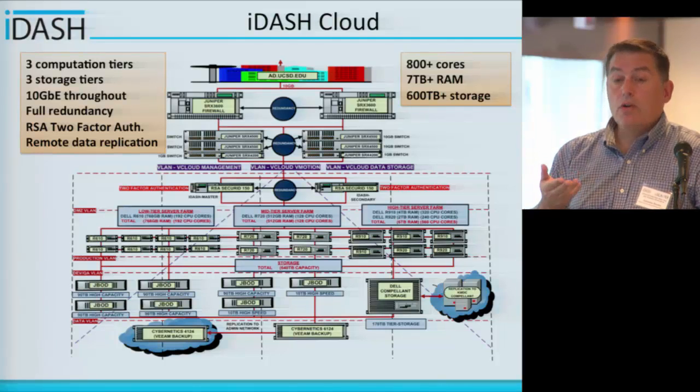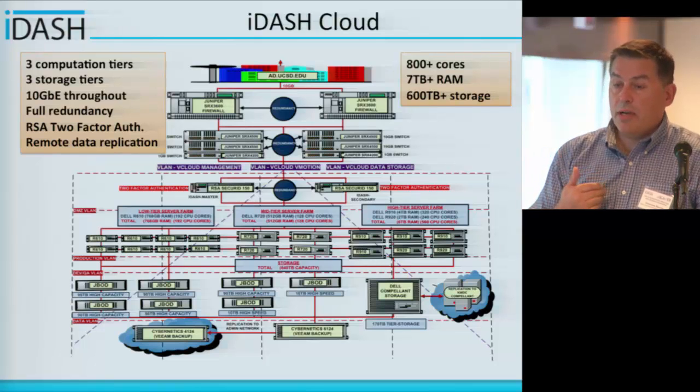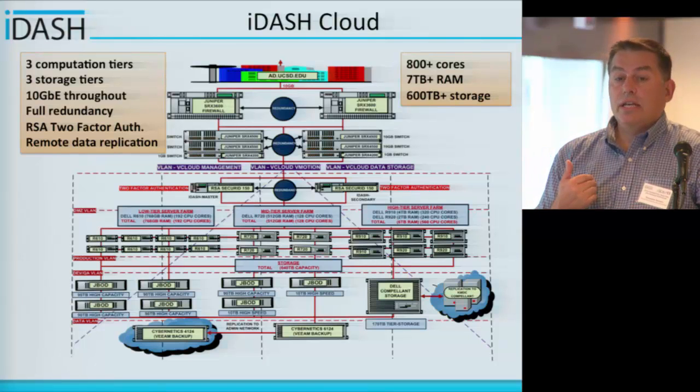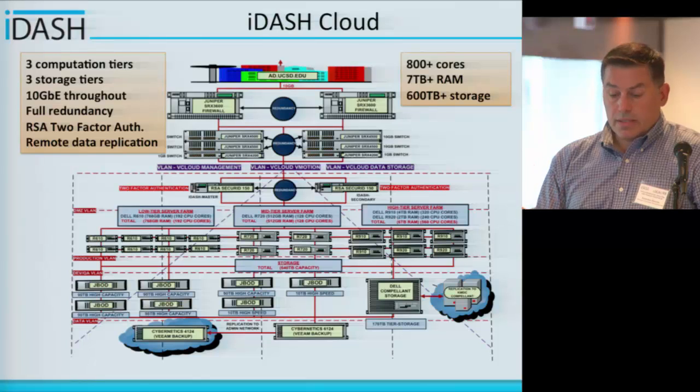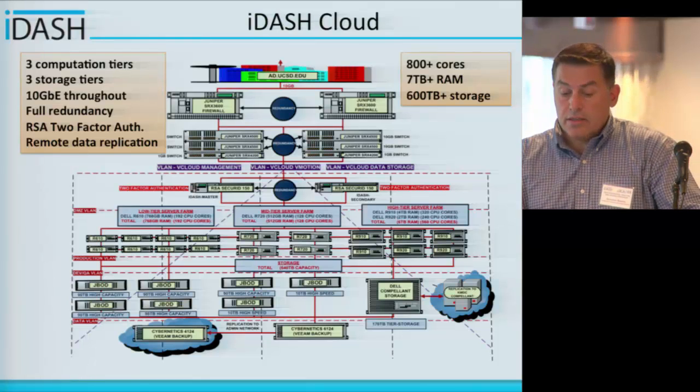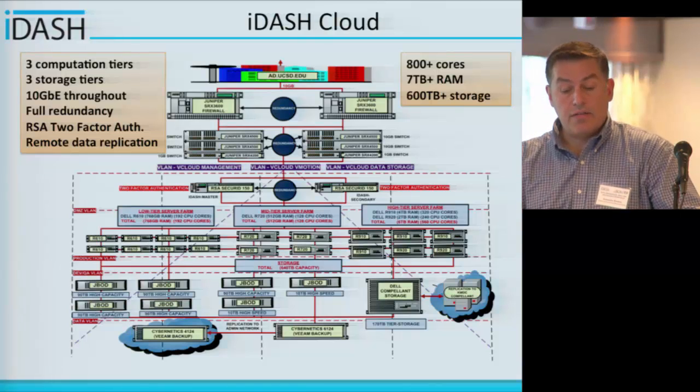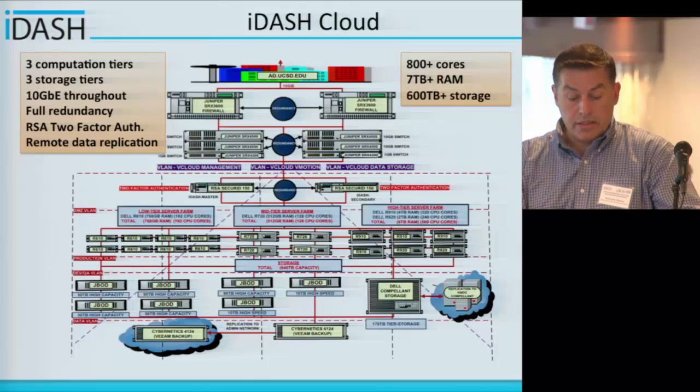There is also remote data replication, as I pointed out in the previous slide, which allows us to archive data for disaster recovery or other research purposes. There's at this point over 800 cores, 7 terabytes of RAM, and over 600 terabytes of storage built into this cloud.